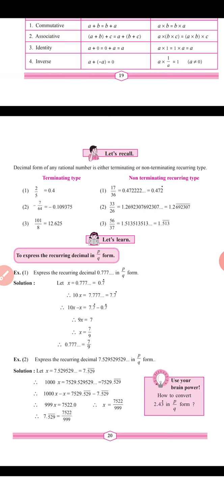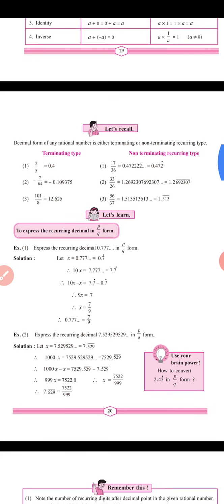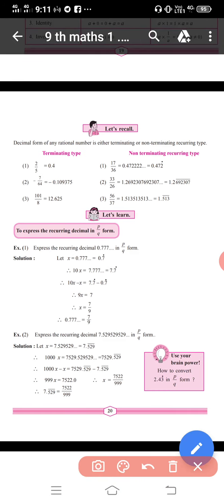Let x be equal to the given number. The given number is 0.777. Here one number is repeated, so we put a dot on it. If a bunch of numbers is repeated, then we draw a line over those numbers.